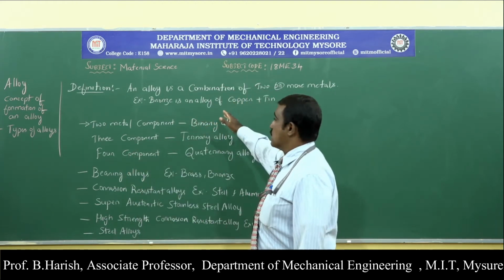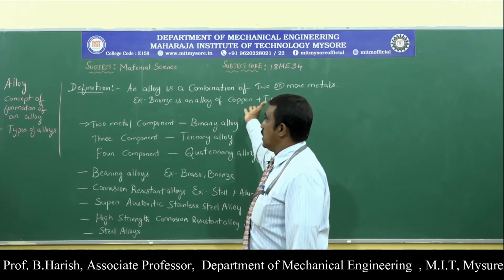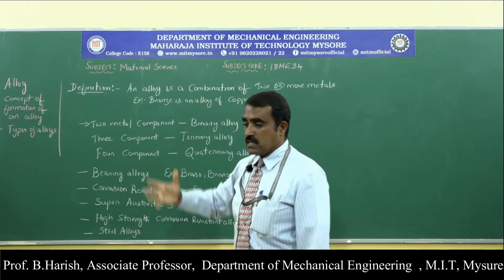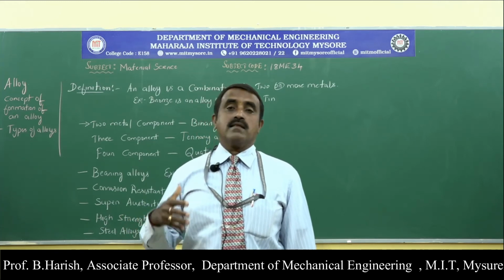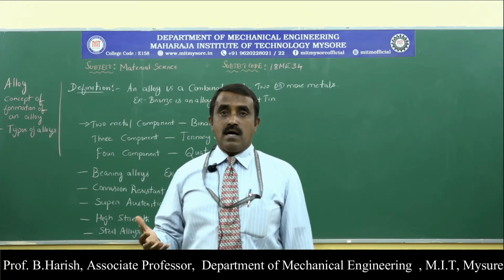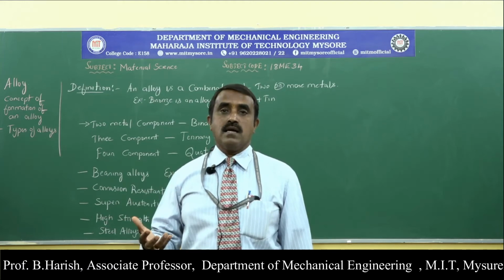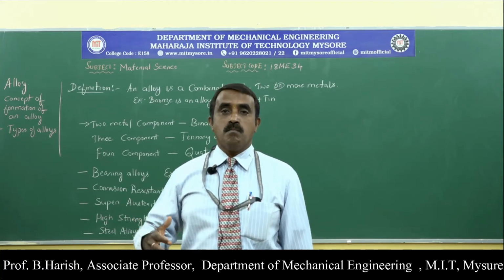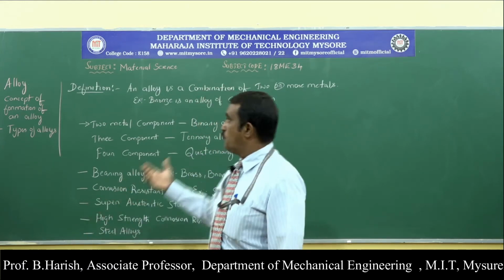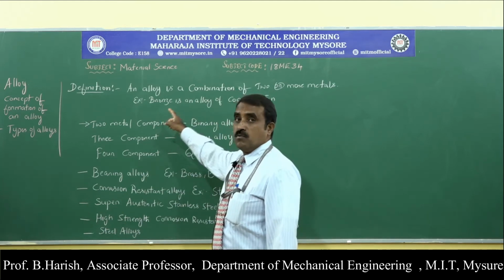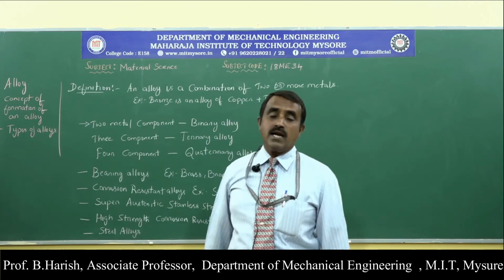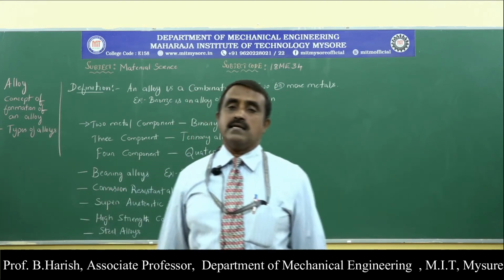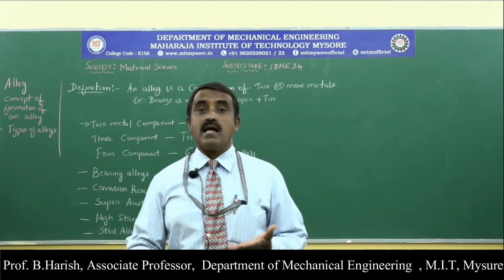Copper is readily available, tin is readily available. Now copper has more hardness, it is harder than steel, but if I want more hardness, I can go for bronze. Adding tin to copper increases its hardness. So bronze is harder than copper.